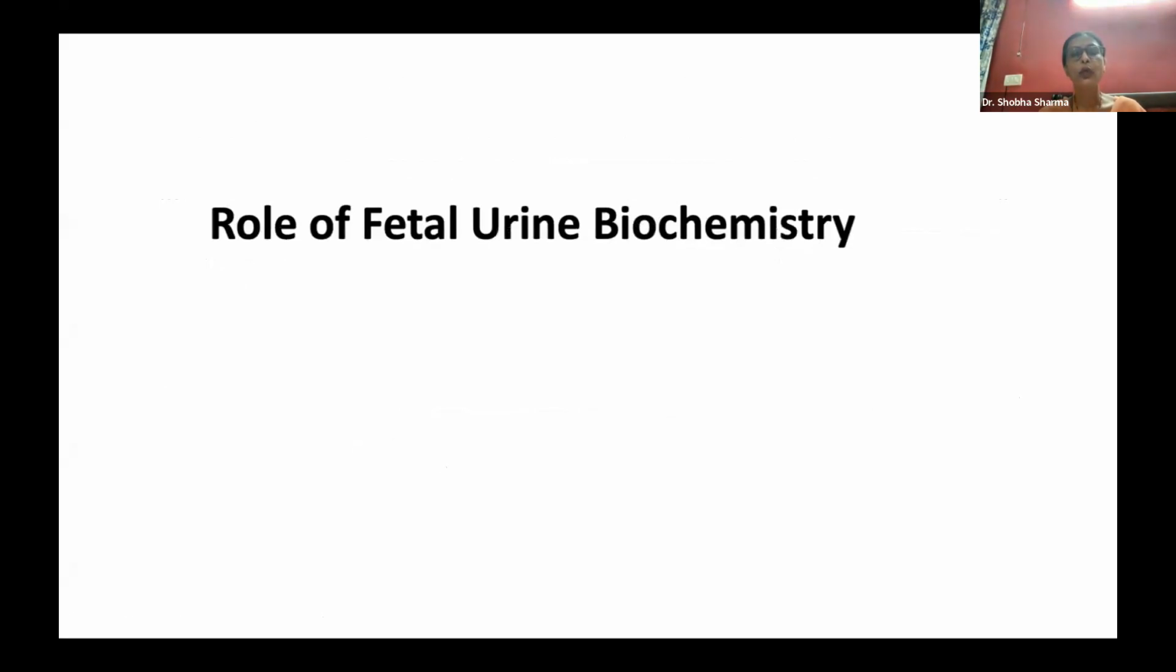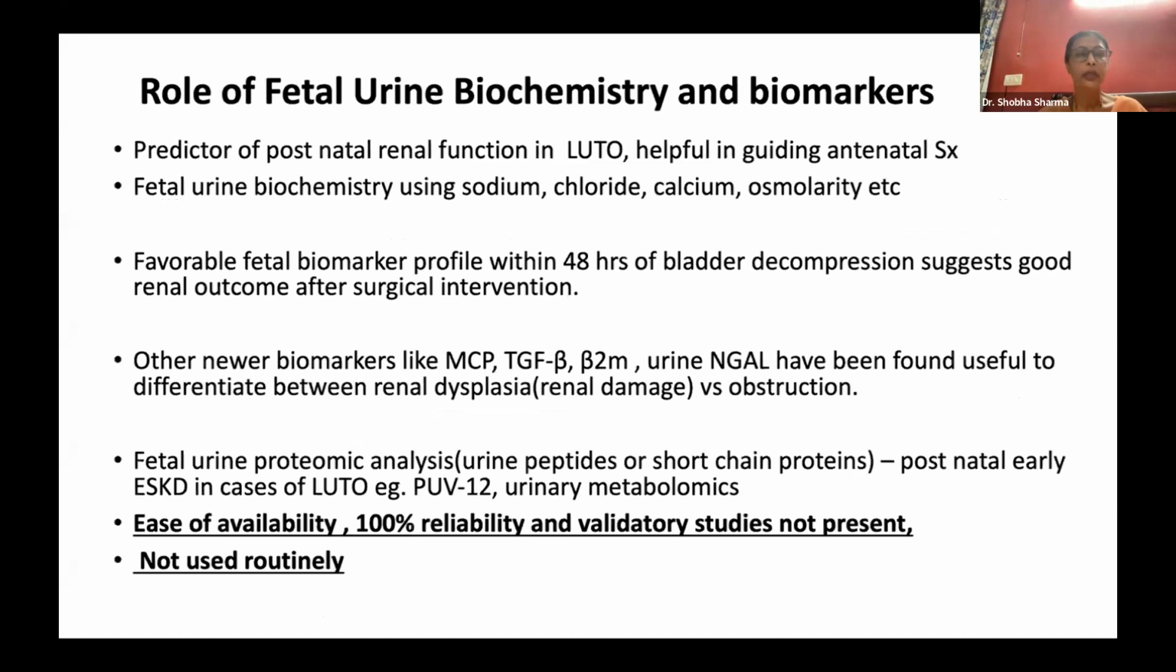Now coming to the role of fetal urine biochemistry, what is its role and how do we do it? So it is a predictor of postnatal renal function, especially in cases of lower urinary tract obstruction. And the most important role lies in not only predicting the postnatal pathology, but also it may guide the requirement and benefit of the antenatal surgery. How do we do that?